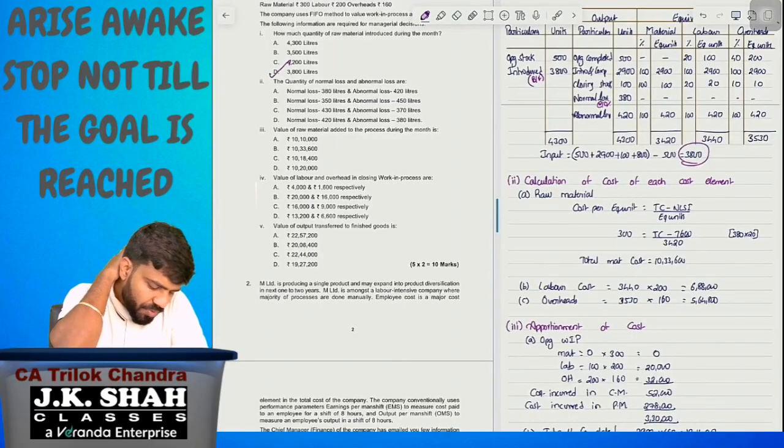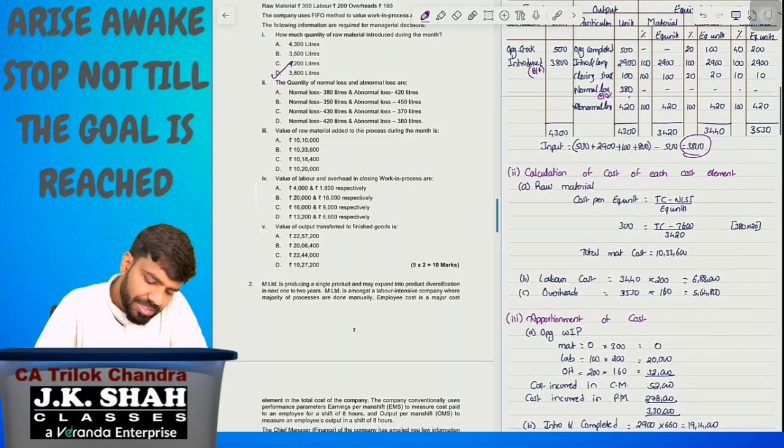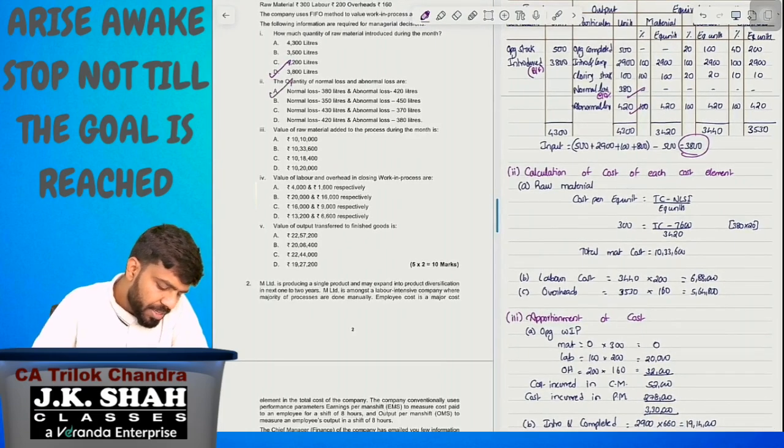Next. Total quantity of normal loss and abnormal loss. Normal loss is 380. Abnormal loss is 420. 380, 420. Option A.